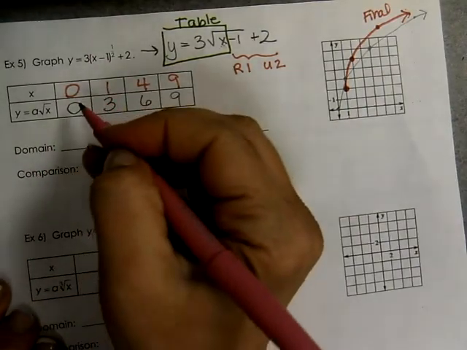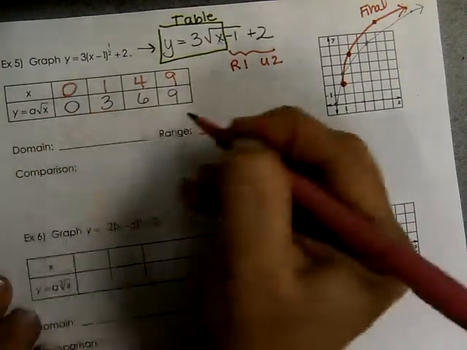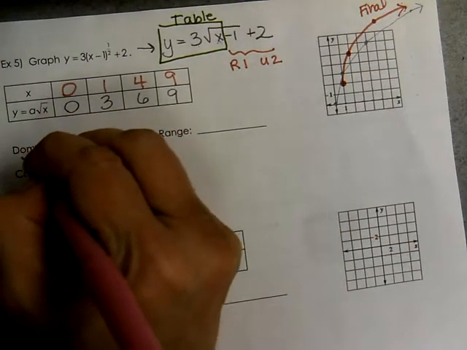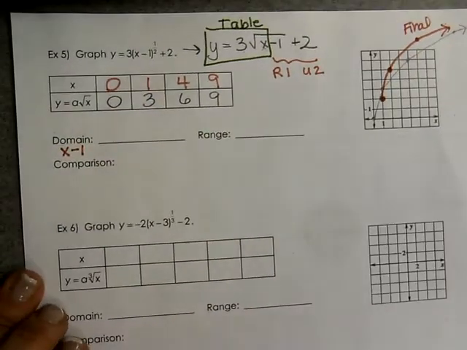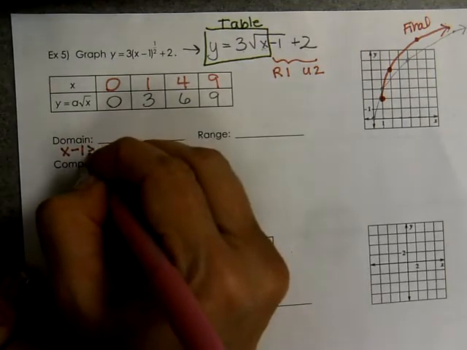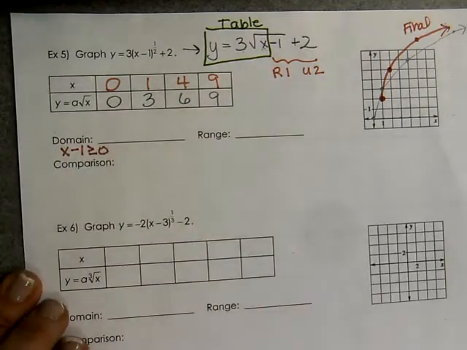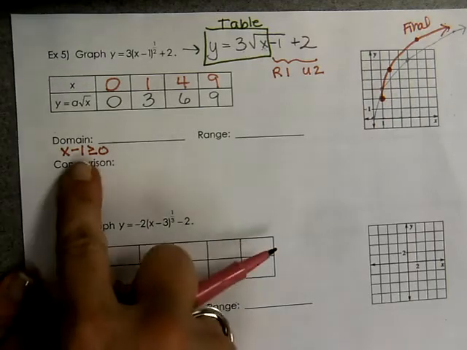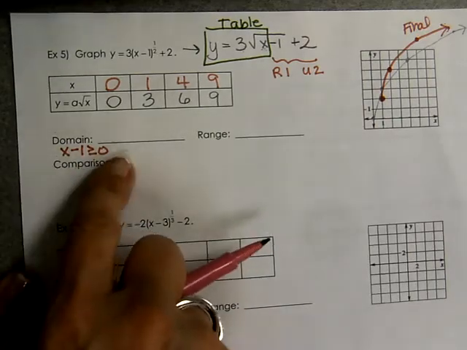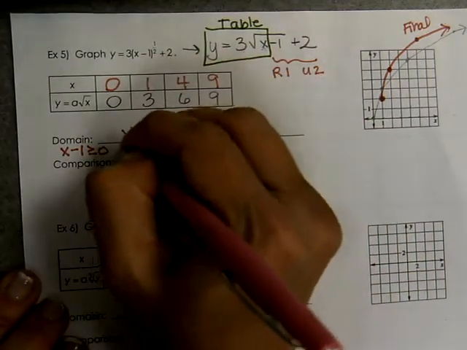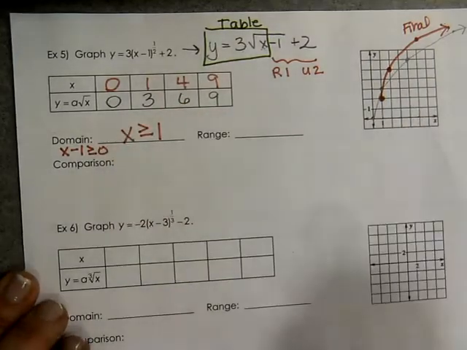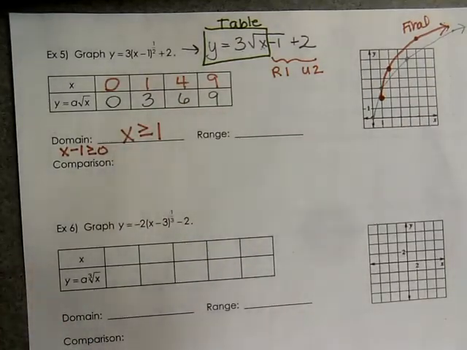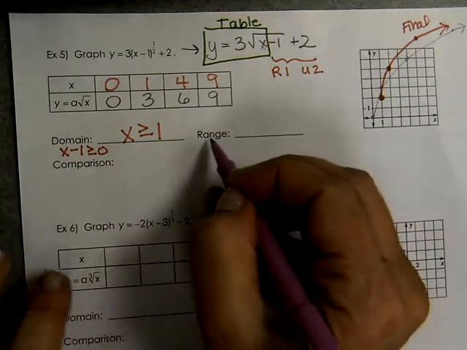And what was under the radical was x minus 1. We want what's under the radical to be greater than or equal to 0. How could you solve that? You could add 1 to both sides, and you get that x is greater than or equal to 1. And that's my domain.